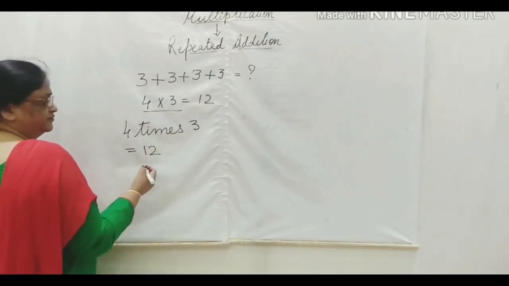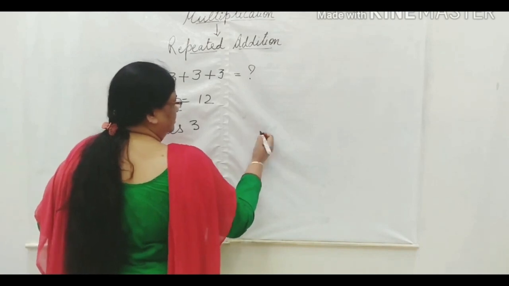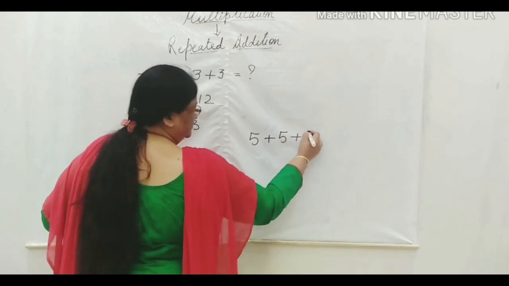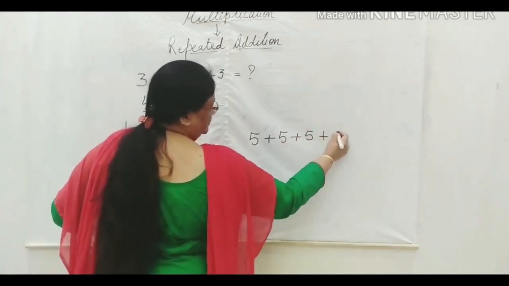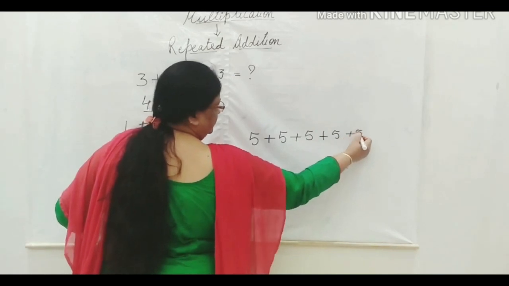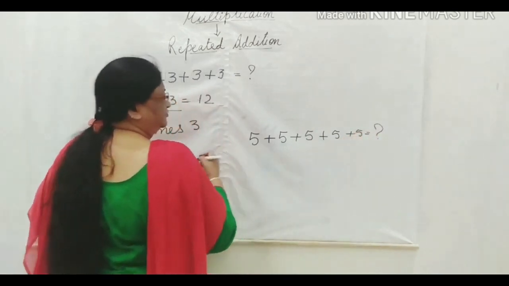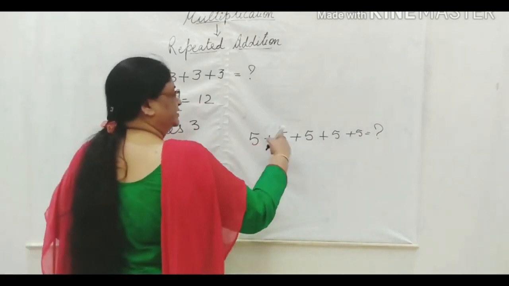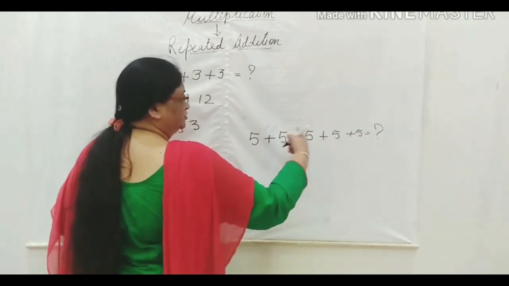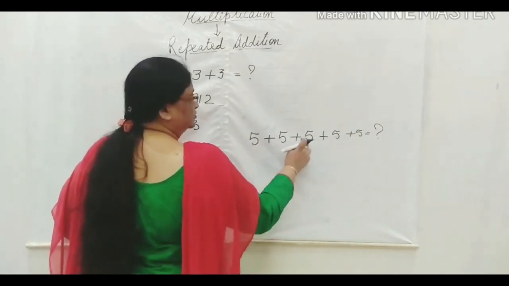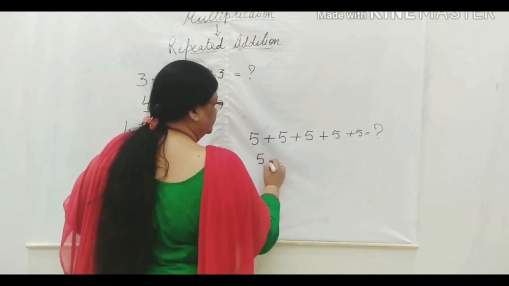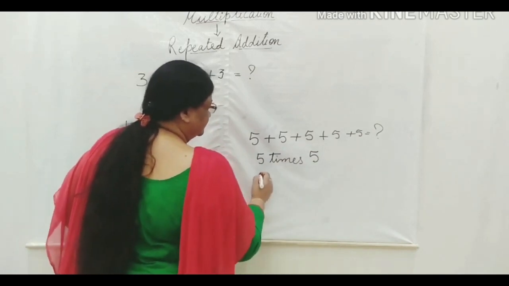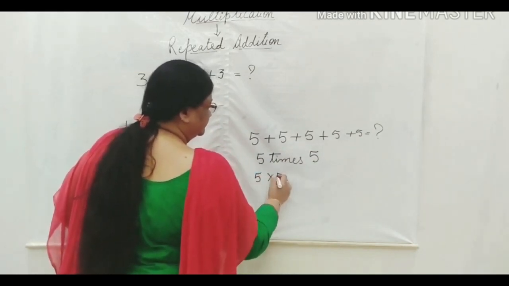One more example I'll give you. Suppose you have to add 5 plus 5 plus 5 plus 5, so many times, and you have to find the answer. Instead of adding them so many times, it is better to count how many times 5s are there: 1, 2, 3, 4, 5. So it is here 5 times 5, and that is 5 multiplied by 5.